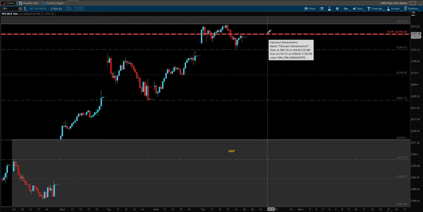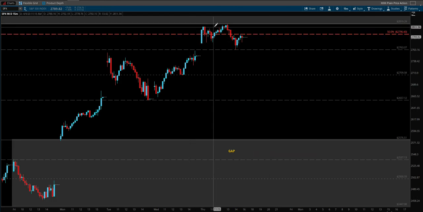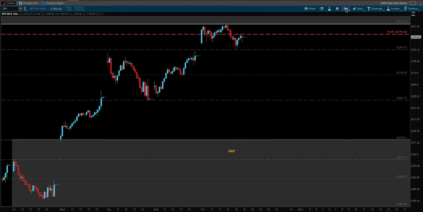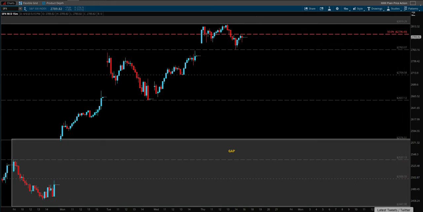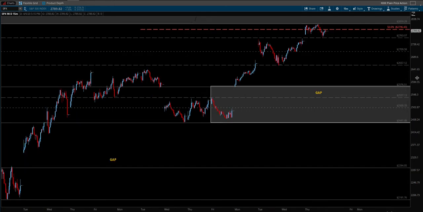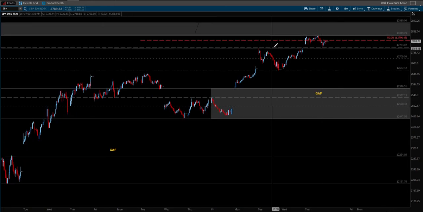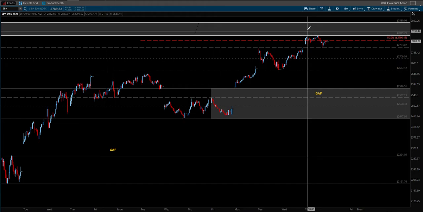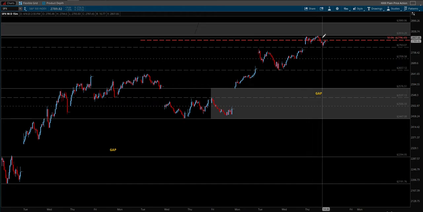Now, we've already broken above the 50% fib here. Now we broke back below it, at least on the 15-minute. But this is still a weekly zone up here at 28.19, and that's a tough resistance zone to break. And we don't know if it'll happen or not. So whether this holds or not will dictate whether or not we're going to go higher.